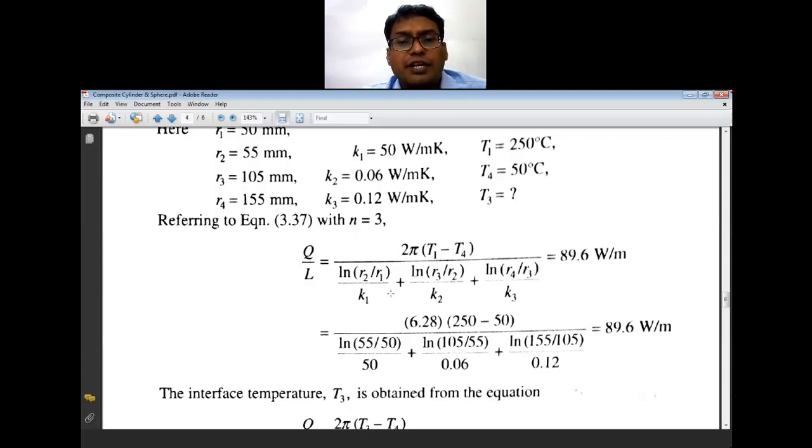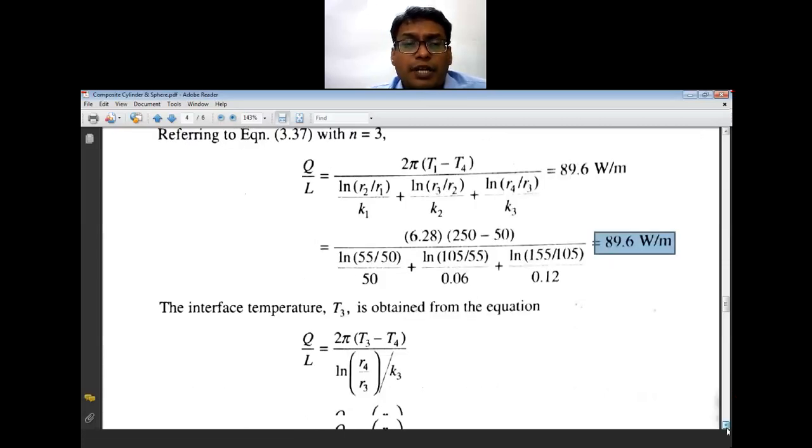So only the conductive resistances have been taken into account, as there are three layers: one is the pipe and the two layers of insulation. So we have taken these layers. It's a ratio of the outer to the inner radius, ln of R2 upon R1, upon the thermal conductivity of the pipe, then ln of R3 upon R2 upon the thermal conductivity of the first insulation, then ln of R4 upon R3 upon the thermal conductivity of the second insulation. So that comes as 89.6 watt per meter Kelvin.